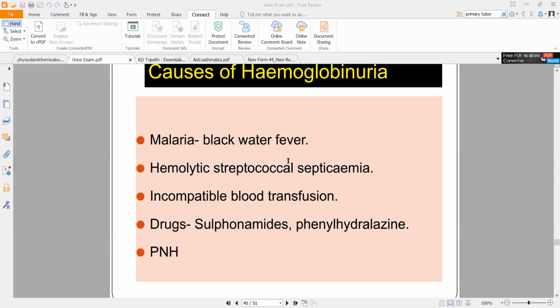Okay, then there are a few drugs that can cause it, sulfonamide and phenylhydrazine. Sulfonamide particularly is a type of antibacterial. Now these can cause that. PNH is a specific chemical, will not get into it.